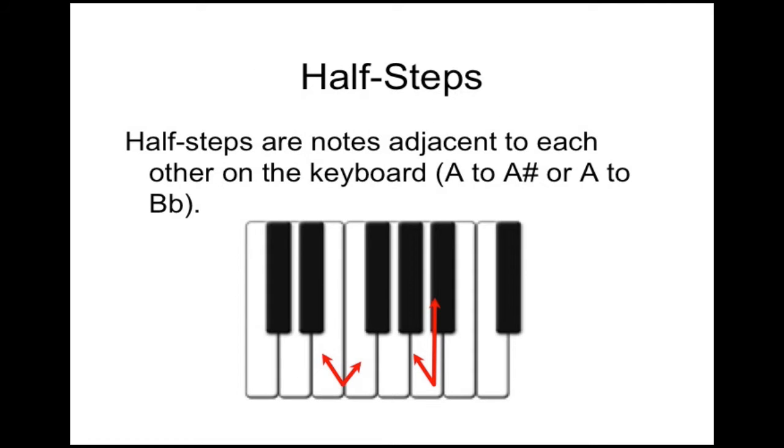In addition to being able to recognize pitch names, I would also like you to start thinking about the relationship between pitches on the staff and pitches on the keyboard. First, let's talk about half steps. Half steps are notes that are adjacent to each other on the keyboard. For example, the red arrows on the right point to A and A sharp. Also note that the red arrows on the left point to E and F, both of which have no black note in between them. These are considered adjacent notes, and they are half steps apart.